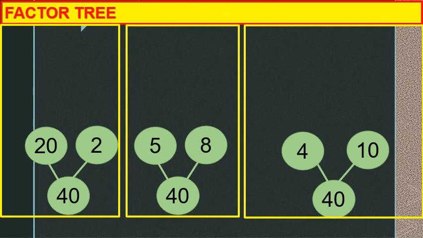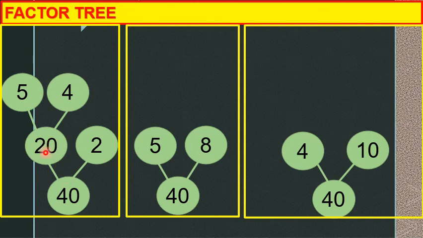Now we have to draw a factor tree for 40 in different ways. 40 being the root is placed down. Now 20 2s give 40, 5 8s give 40 and 4 10s give 40. So 3 different factor trees can be drawn for 40 using 20 2s are 40, 5 8s are 40, 4 10s are 40, as shown in the figure.